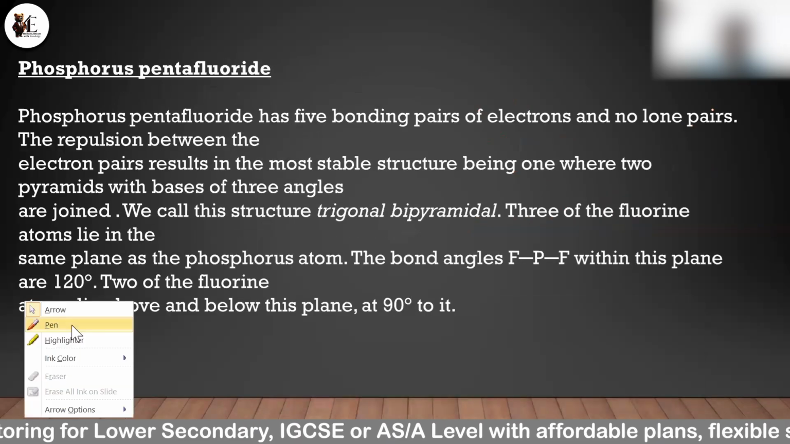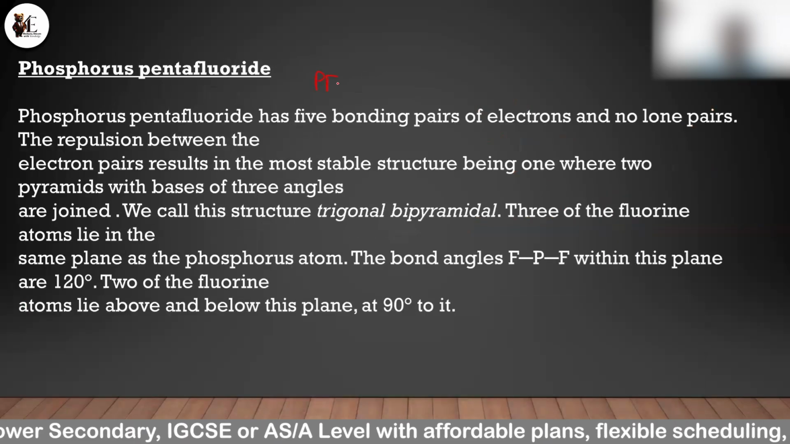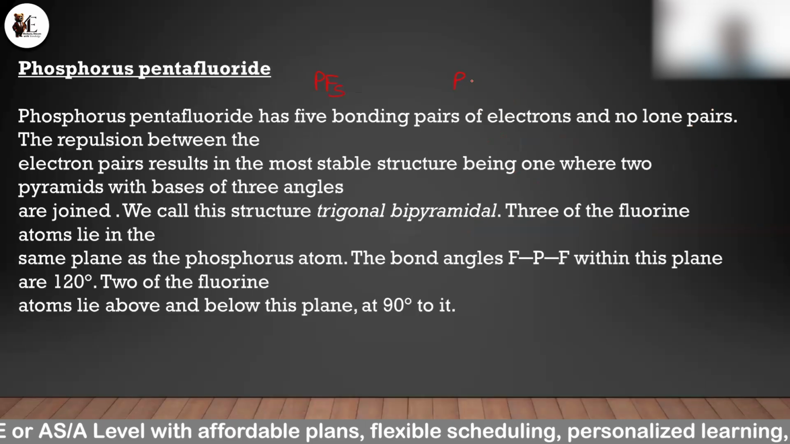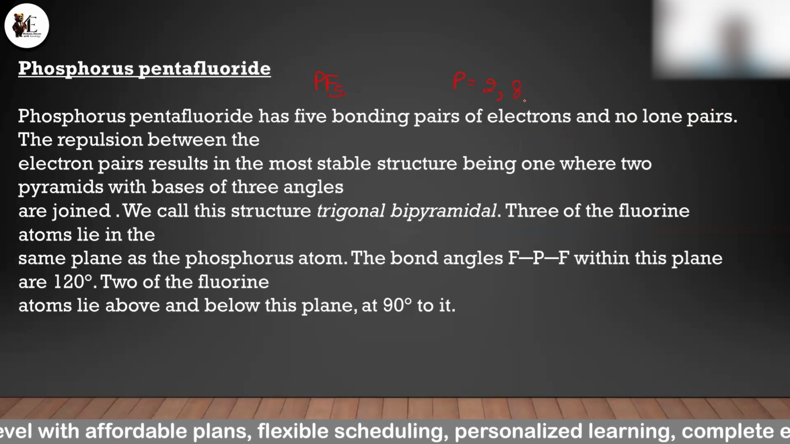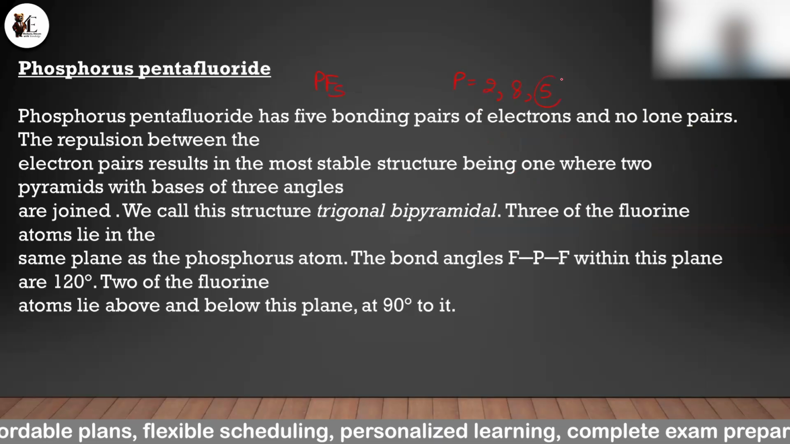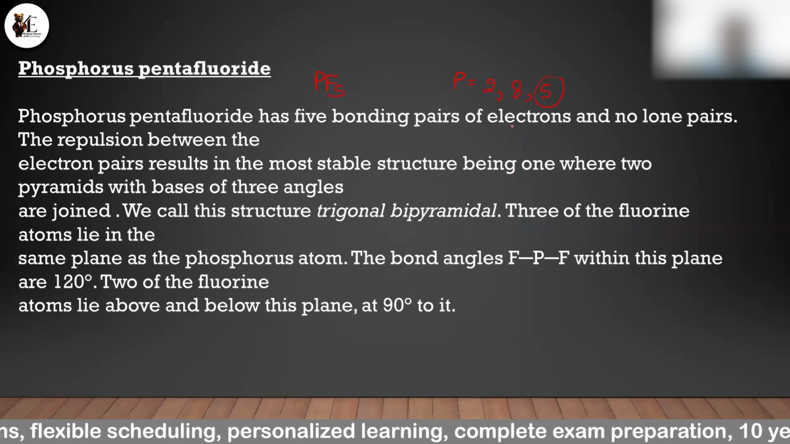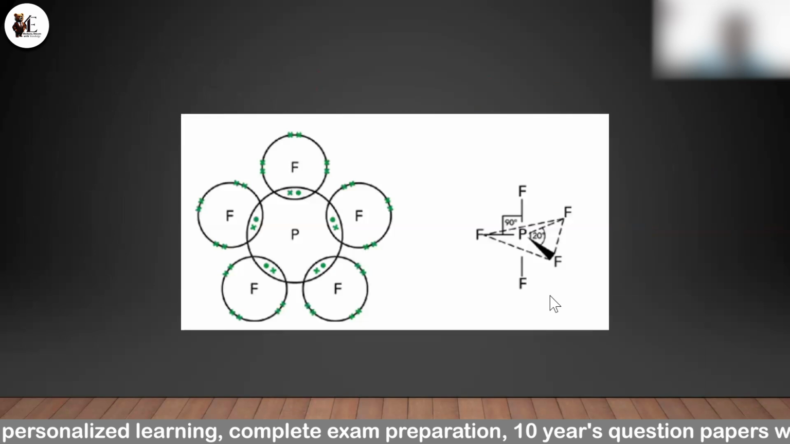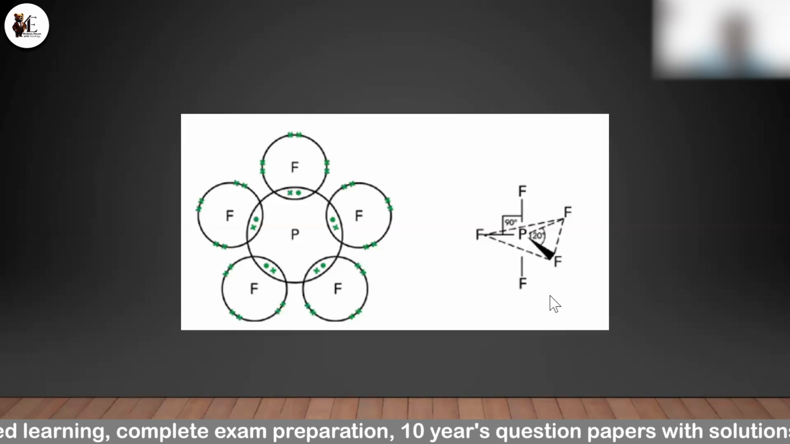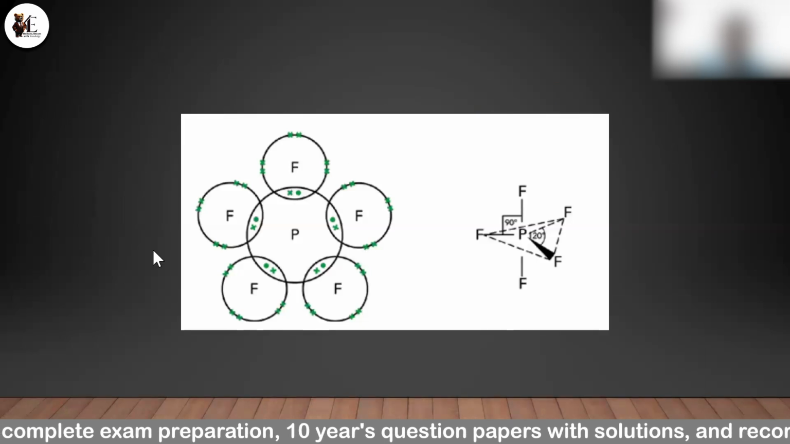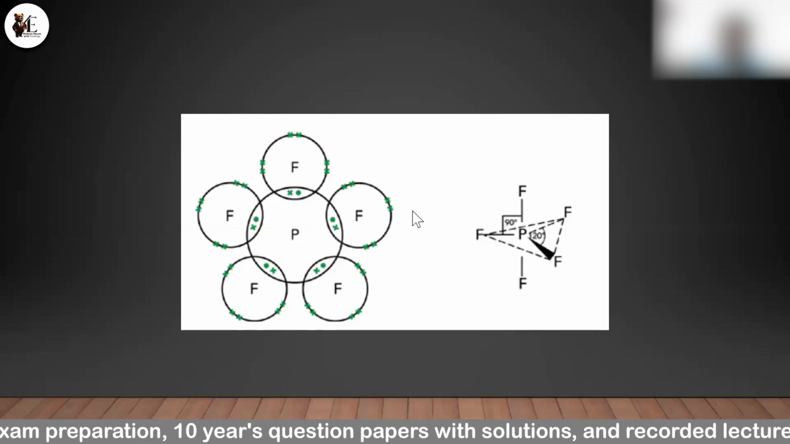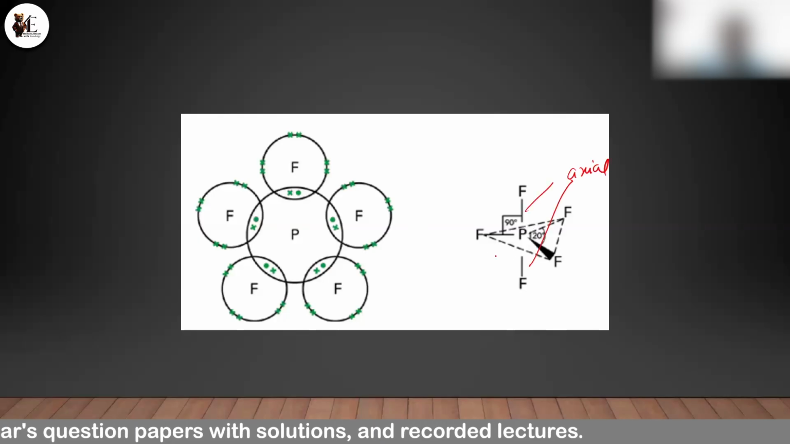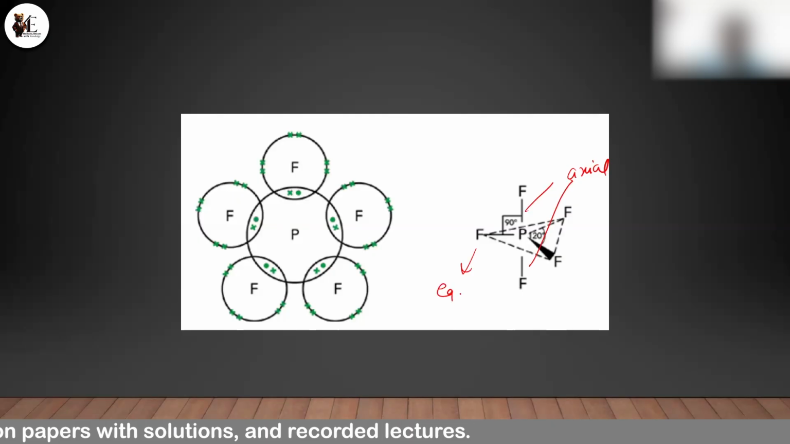The next molecule is phosphorus pentafluoride, that is PF5. If you see the electronic configuration of phosphorus, it would be 2, 8, 5. All the 5 electrons are involved in bonding with fluorine, so there are no lone pairs. So its structure is this, PF5, a trigonal bipyramidal structure, where these 2 fluorine atoms are known as the axial bonds, and these 3 fluorine atoms are known as equatorial.